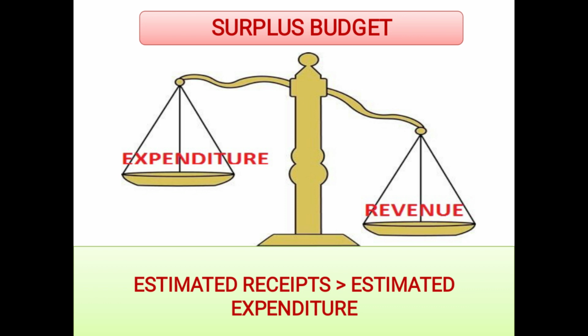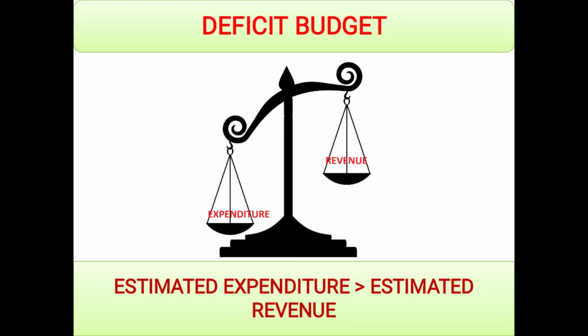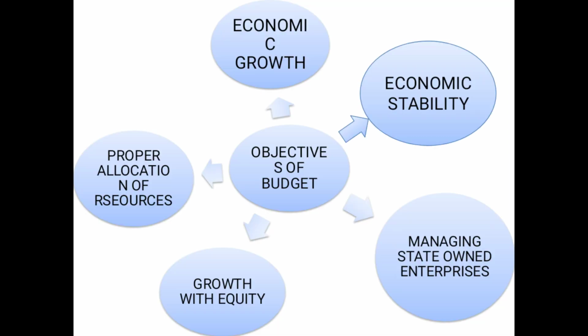Now, how do we have the surplus budget? Whenever our estimated receipts are greater than our estimated expenditure, we are incurring the surplus budget, and the vice versa is the deficit budget. Whenever estimated expenditure is greater than our estimated revenue, we have to suffer the deficit budget.